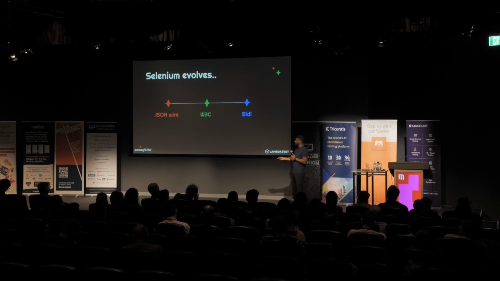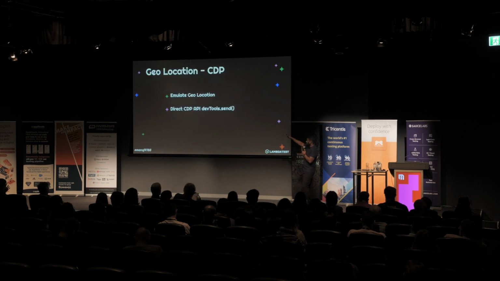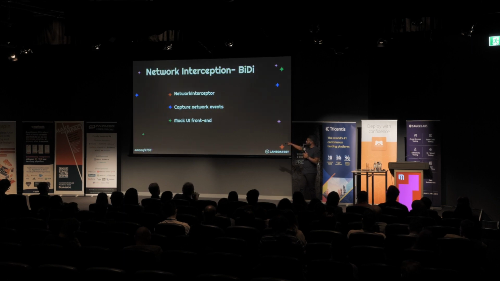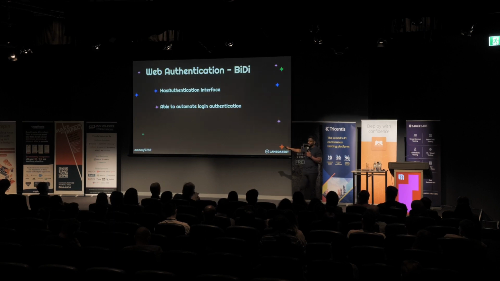So if you see the few slides that I had, I've clearly mentioned in my title, geolocation is a CDP. Which means I'm using the raw CDP APIs directly in my code. Unlike that, network interception is BiDi, and the web authentication is also BiDi. So what essentially means is, if you're using BiDi APIs, you're safe. No matter whatever browser you're using, whatever versions of browser you're using, you're safe.